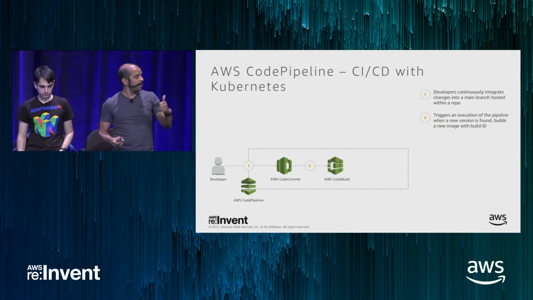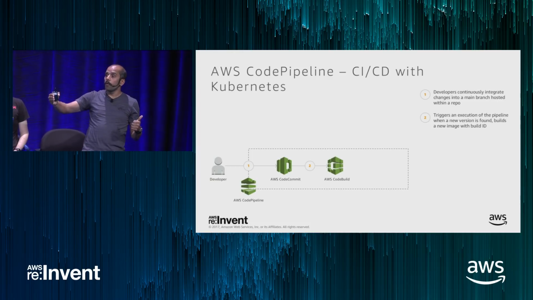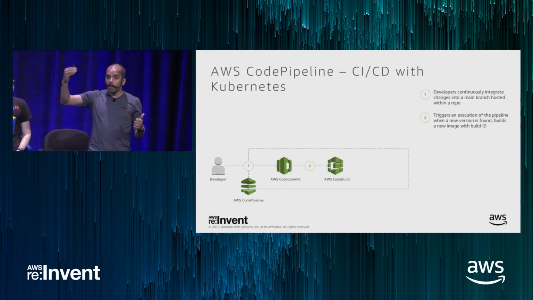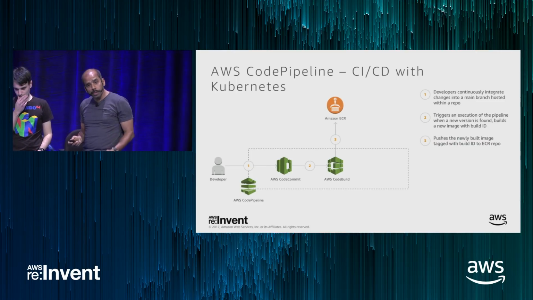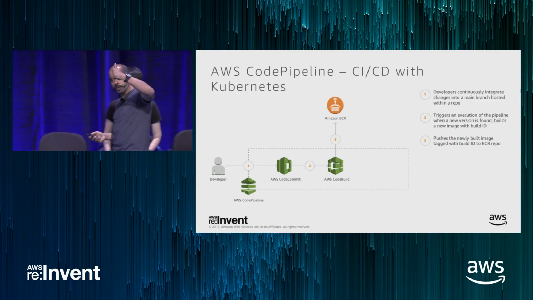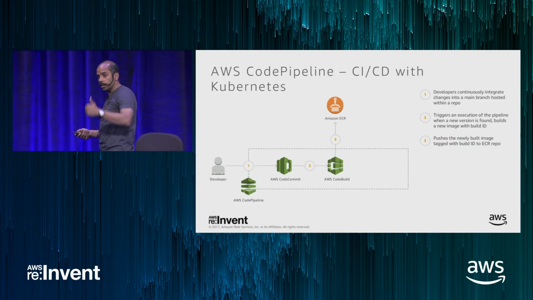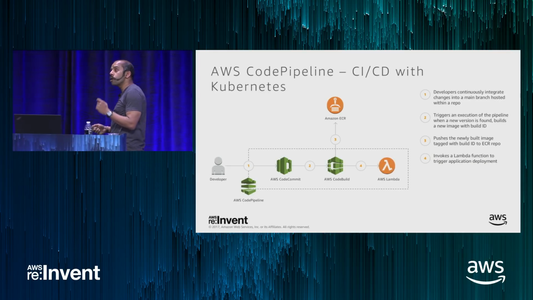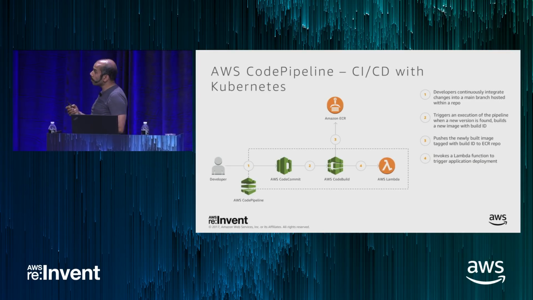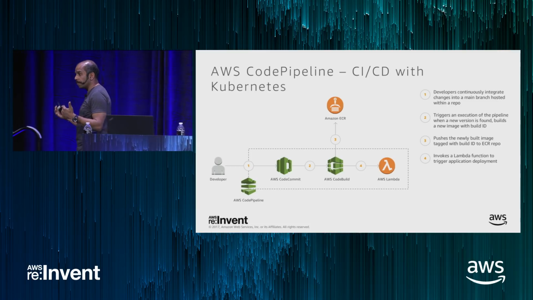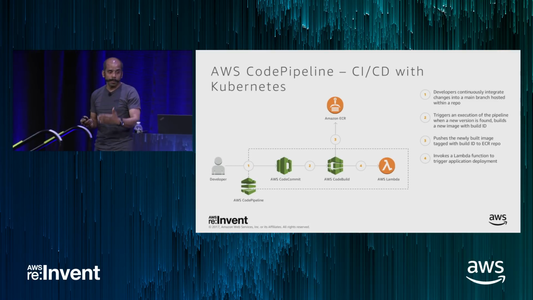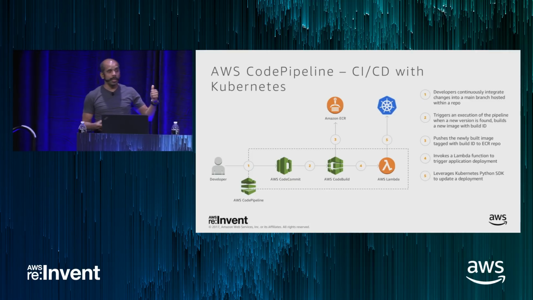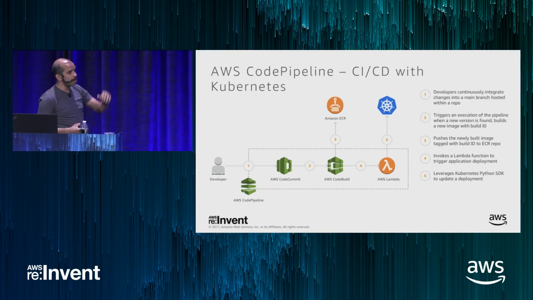Once you get the change notification, you automatically invoke CodeBuild. CodeBuild is what's gonna build your Docker image. It's gonna push it to the Amazon Elastic Container Registry. That's sort of my step 3. And then it calls a Lambda function. The Lambda function essentially is a Python function which uses the Kubernetes Python SDK to trigger my deployment. It says, all right, I got the change here, and then I'm going to trigger the deployment to Kubernetes.